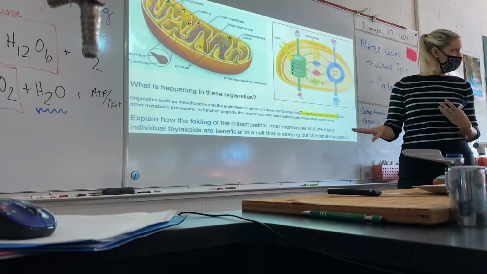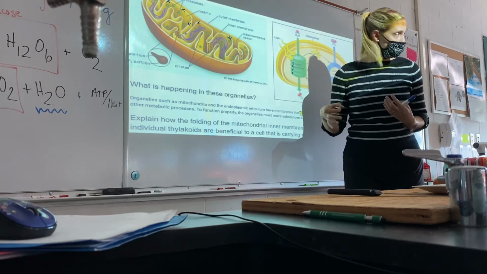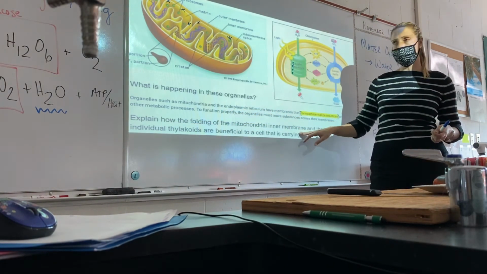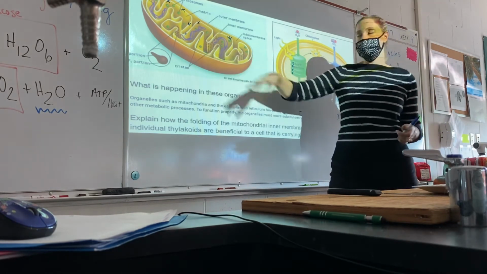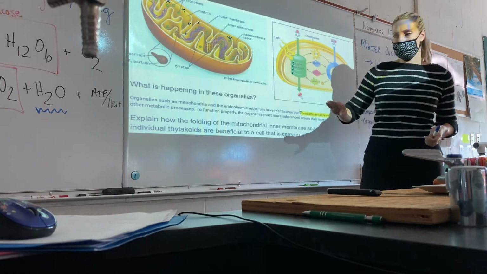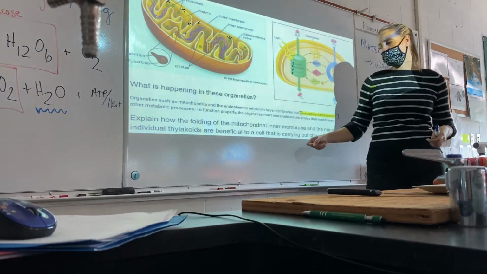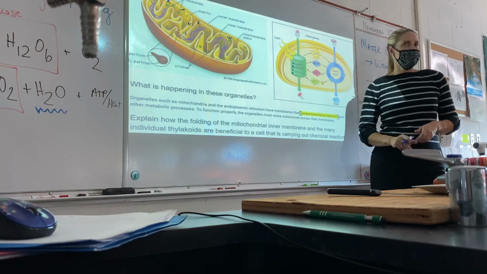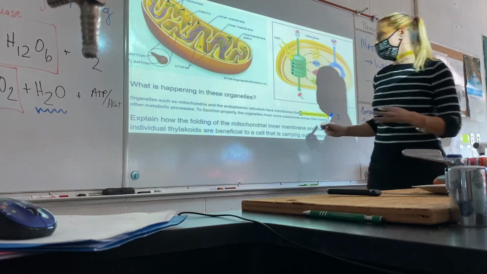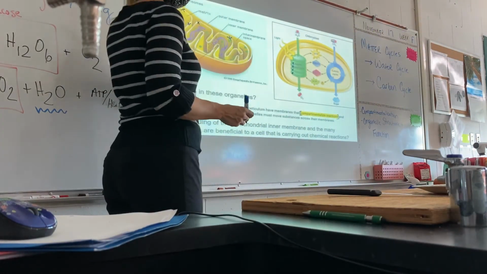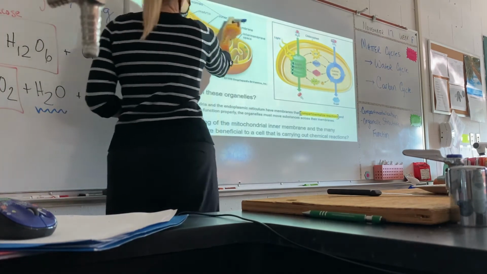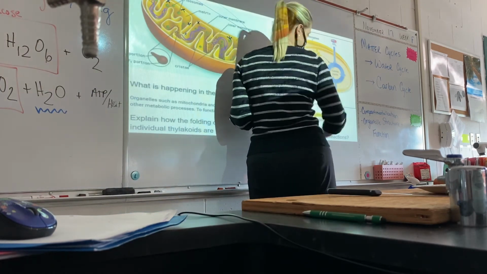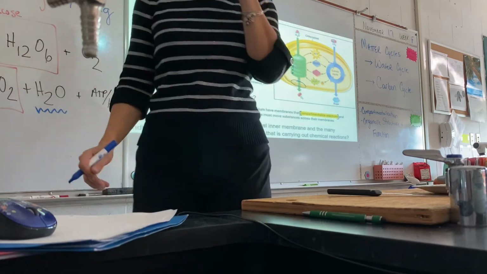Let's take it one step further and look at their structure. So it says down here, explain how the folding of the mitochondrial inner membrane, which is the cristae, right? Explain how that and the many individual thylakoids are beneficial to a cell that is carrying out chemical reactions. So the question is really asking you, why is it beneficial to have all of these folds as opposed to just one long membrane like this? And why would it be beneficial to have a bunch of these things stacked instead of just one? Think about that.